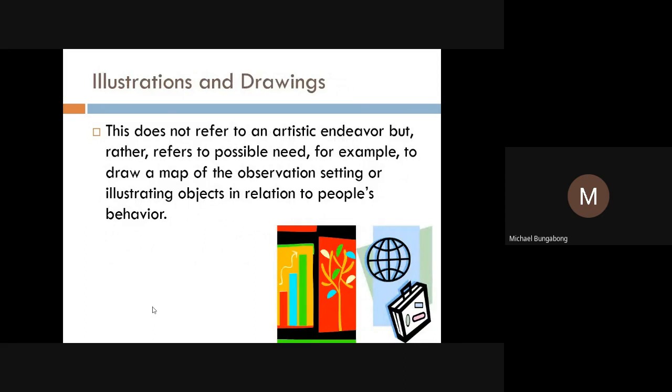Then illustrations and drawings. So this does not refer to an artistic endeavor, but rather refers to possible need, for example, to draw a map of the observation setting or illustrating objects in relation to people's behavior. Because normally when we see a figure, when we see a graph, when we see a map, then it is easier for the readers or for us to understand it by looking at the figures. So definitely those illustrations and drawings will help guide your readers. Okay.